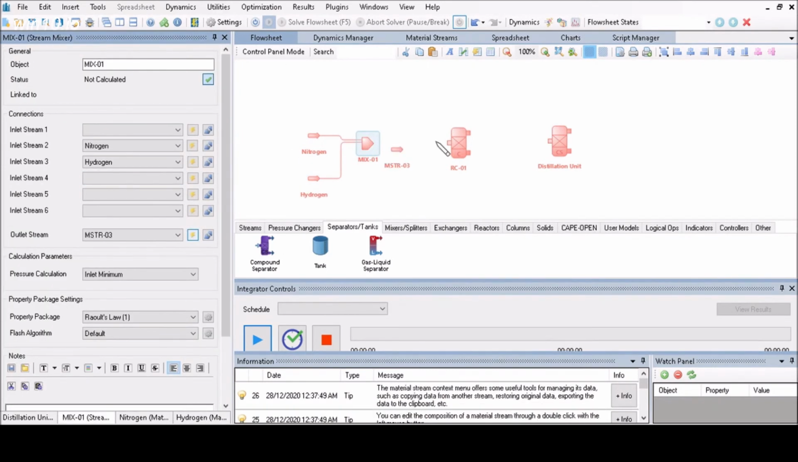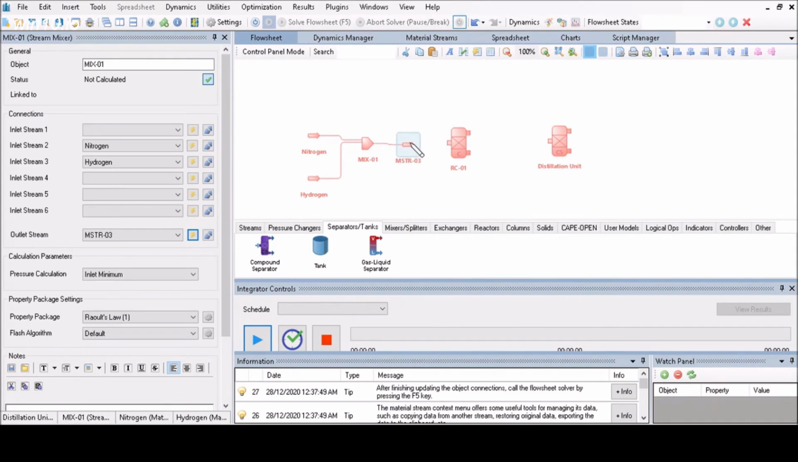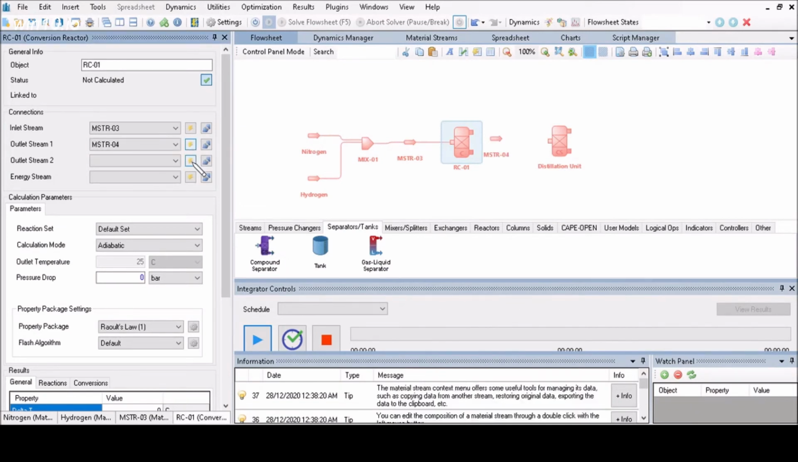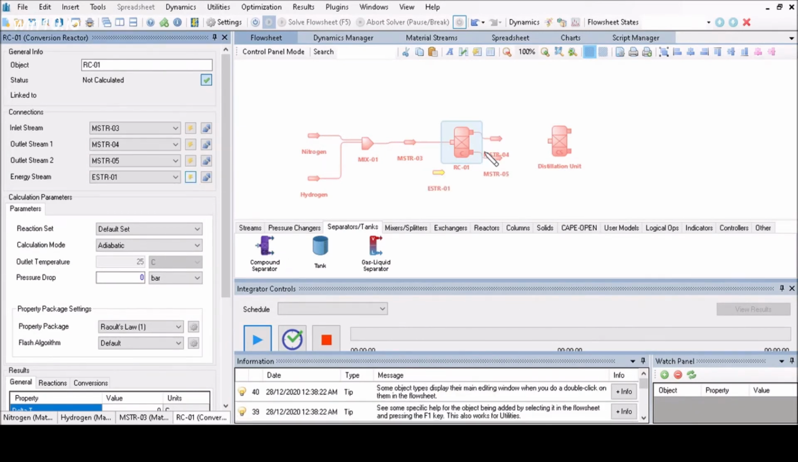Then we have the outlet stream, which is being fed to the reactor. We set that as the inlet stream. And oh wait, I forgot. In the reaction, we also need to specify that the phase of the reaction is in the vapor phase. So we have the outlet stream and also the energy streams.